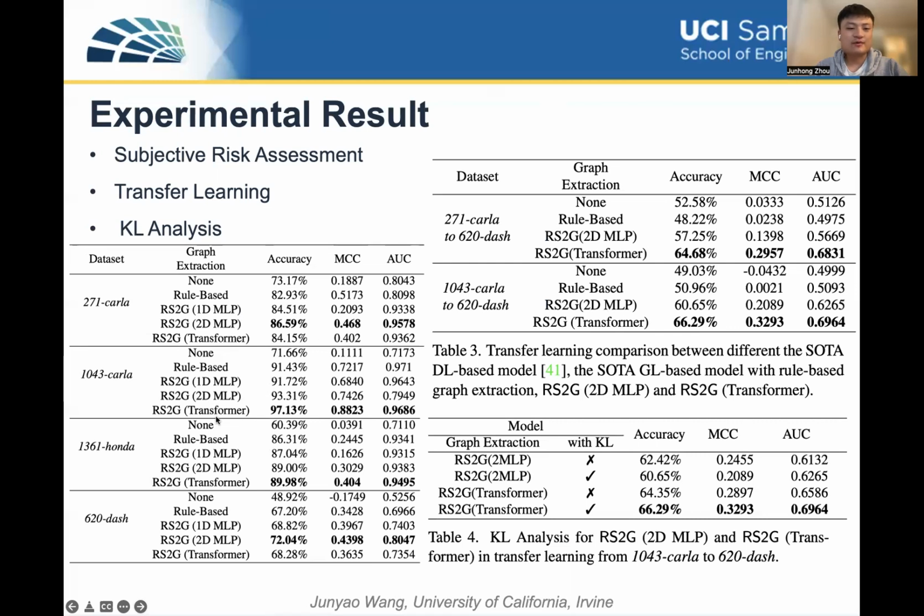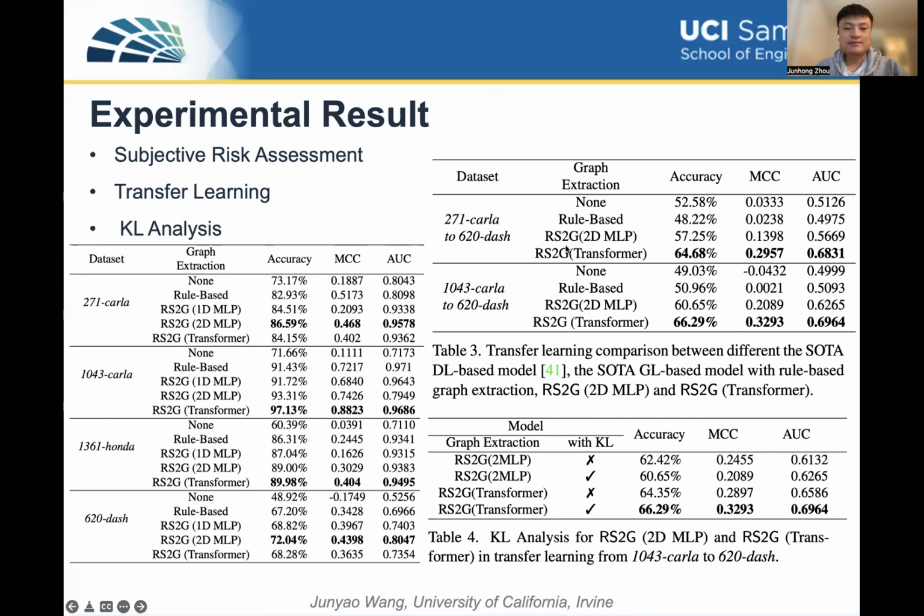So why we will use transformer? And then we will explain that. And the second task is transfer learning. That's because for the 271 color and the 1043 color, they are the simulated data. And what we want to improve is their performance in the real world scenario.